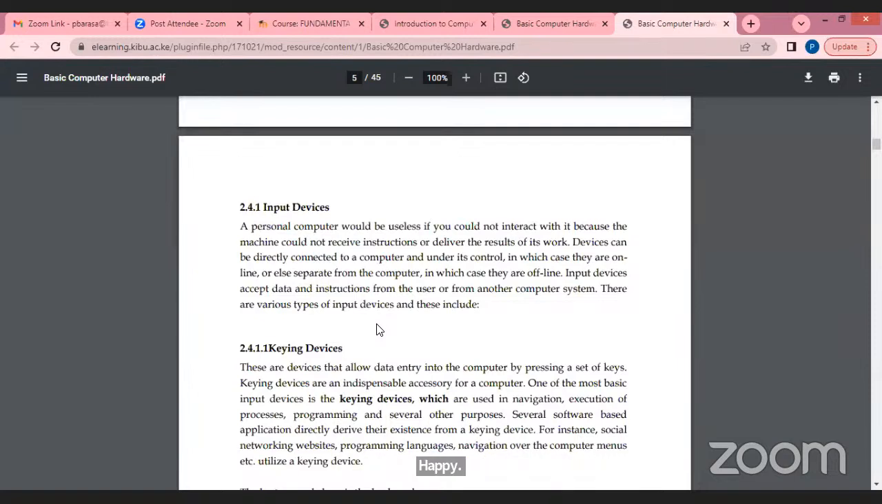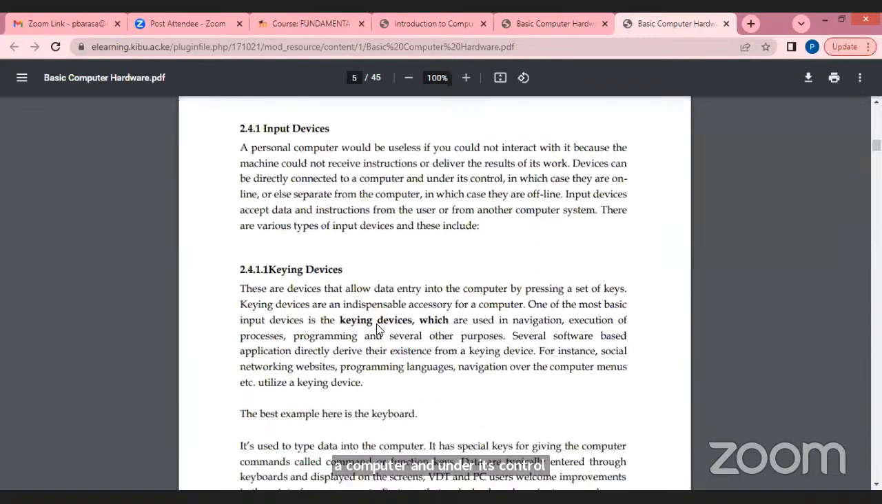So we can continue. I think you have a glimpse of what input devices are because I can see you've already mentioned them. A personal computer will be useless if we could not interact with it, because the machine will not receive instructions or deliver the results of its work. Devices can be directly connected to a computer and under its control, in which case they are online, or else separate from the computer, in which case they are offline. Input devices accept data and instructions from the user or from another computer system.